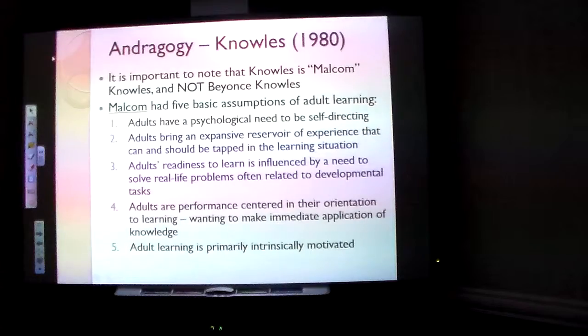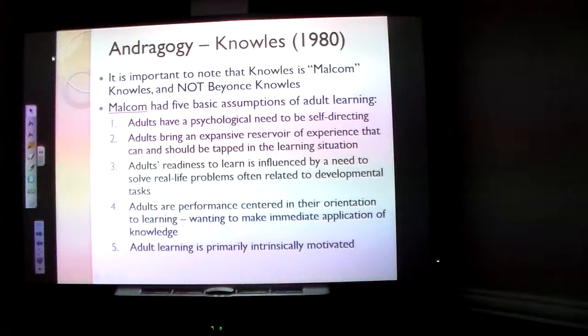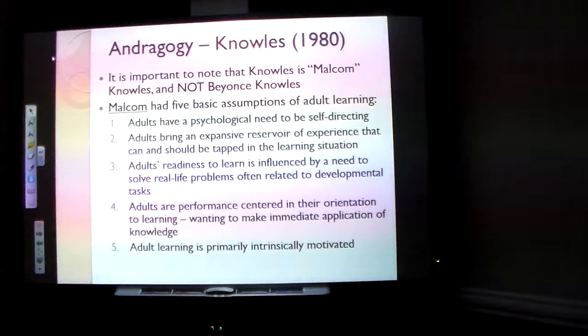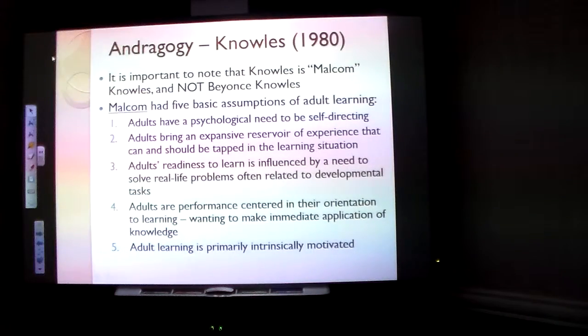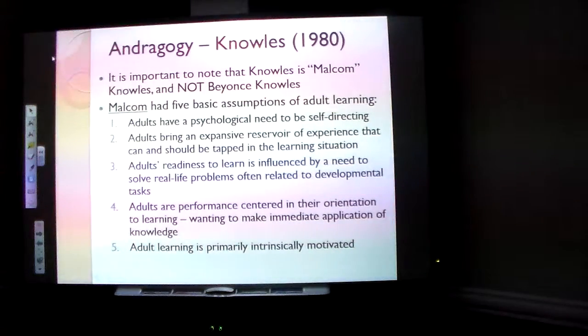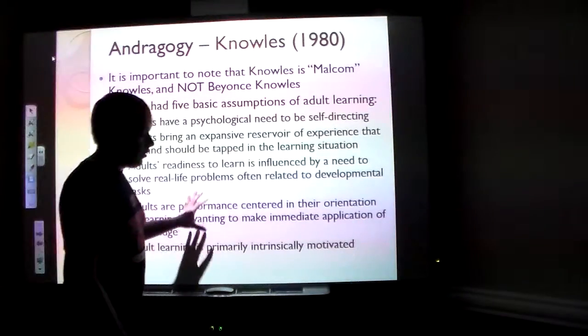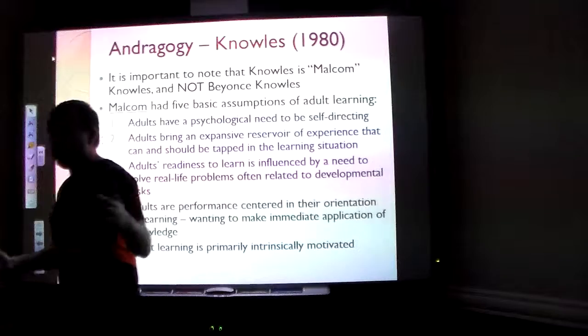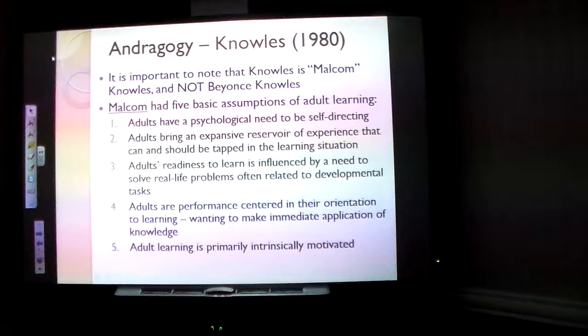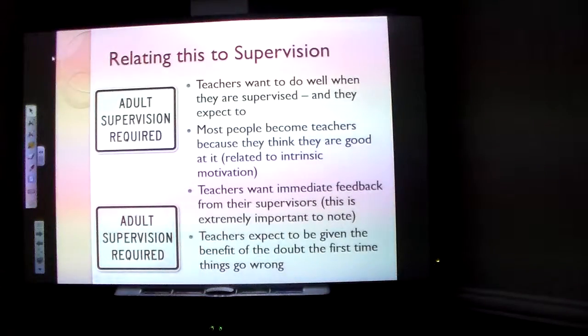Number 2, I think, is important. I think you have to take a look at the experience that adults have and use that experience to help them in their learning situations. Give them the opportunity to solve real-life problems when it presents itself. Make them performance-centered in their orientation to learning. They want results, they want feedback immediately, and if they want to learn, they're going to learn, because learning is primarily intrinsically motivated, but they have to want to do it in order for it to actually happen and for it to make some sort of change.